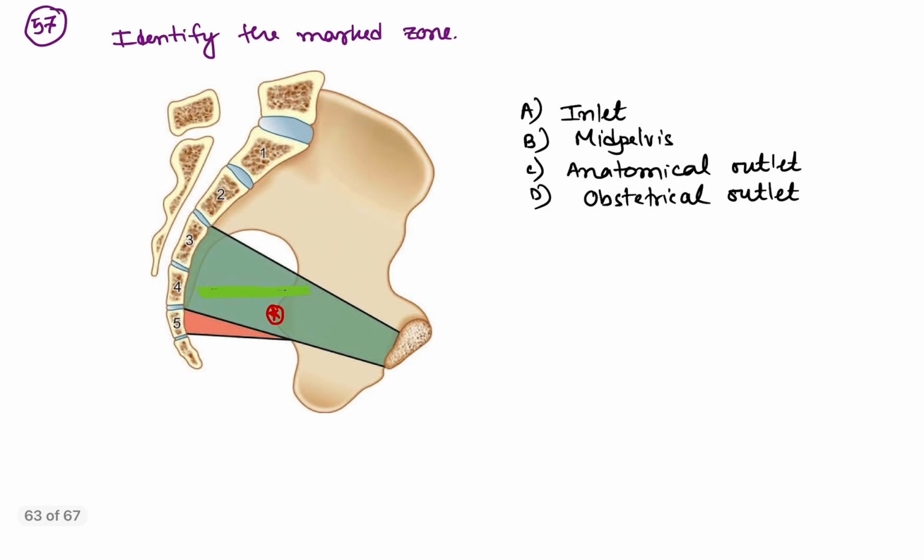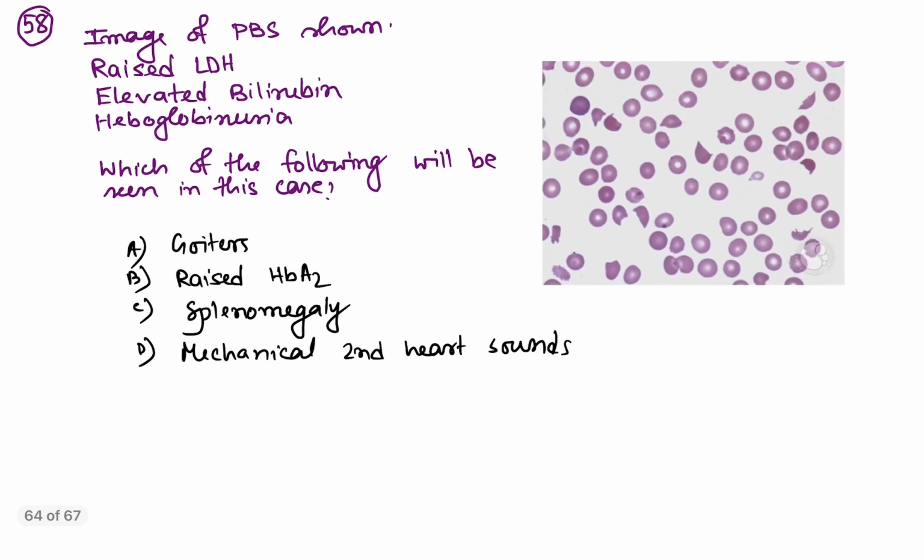Coming to question number 57, identify the marked zone. So this star marked area was asked. So what is this? This is actually the mid pelvis. From here to here, this is the mid pelvis. Okay, so the mid pelvis is from the upper level of S3 to the lower level of S4. This part, from the obstetric conjugate and anatomical conjugate to S3 S4, is the mid pelvis.